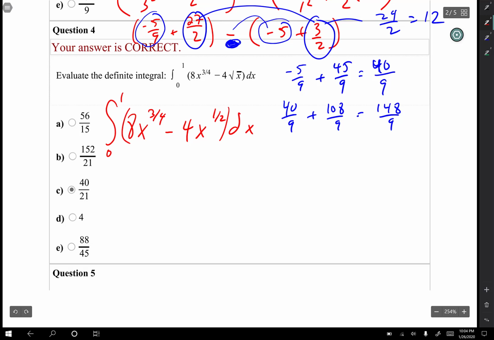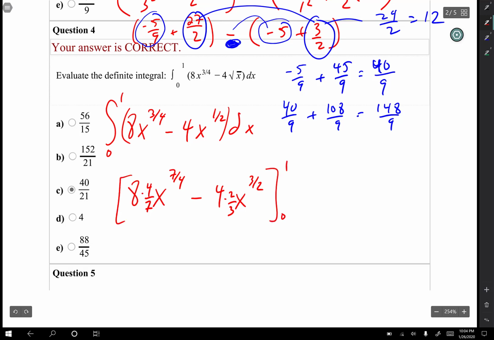And now we're ready. So I'm going to add 1 to that. So let's see, 8. I'm going to leave some space. X. If I add 1, 4, 5, 6, 7, that's a 7/4 divided by 7/4, which is the same thing as 4/7. And then I'm going to go minus 4. I'm going to leave a little bit of space. X to the 3/2 divided by 3/2, which is the same thing as 2/3. And all this is from 0 to 1.